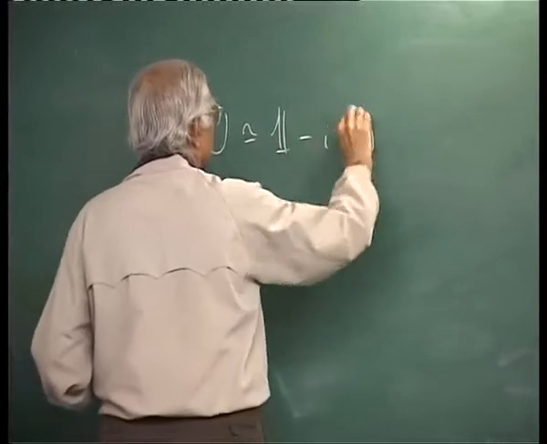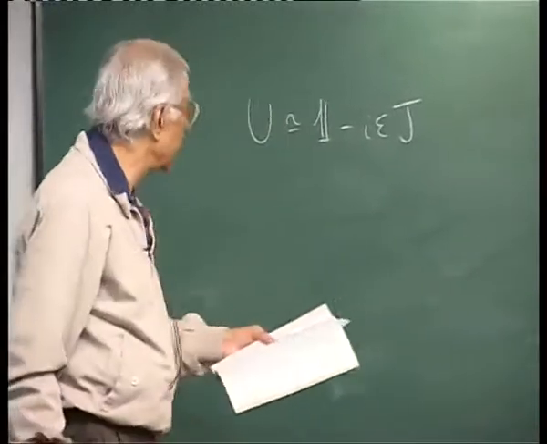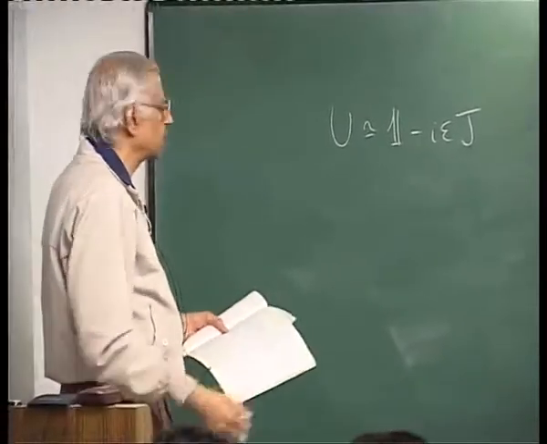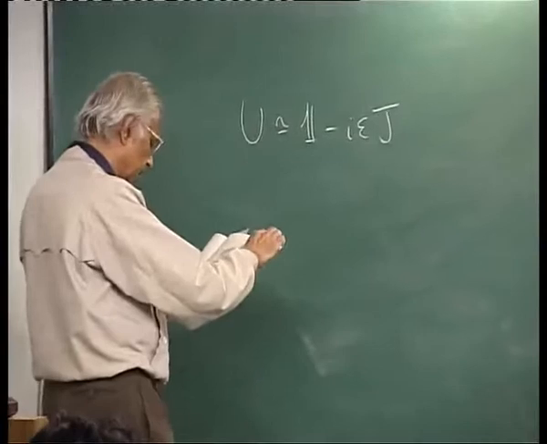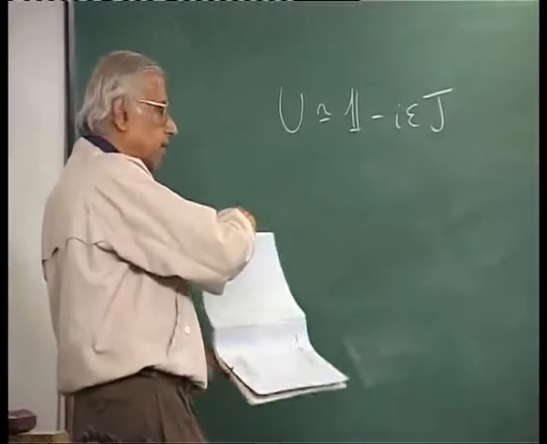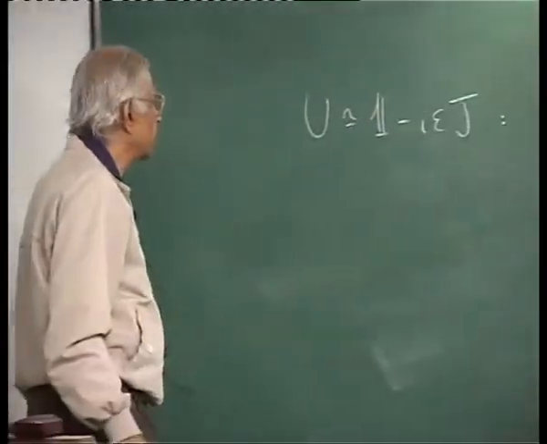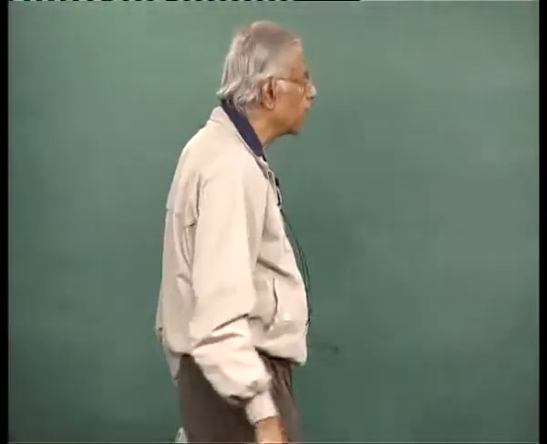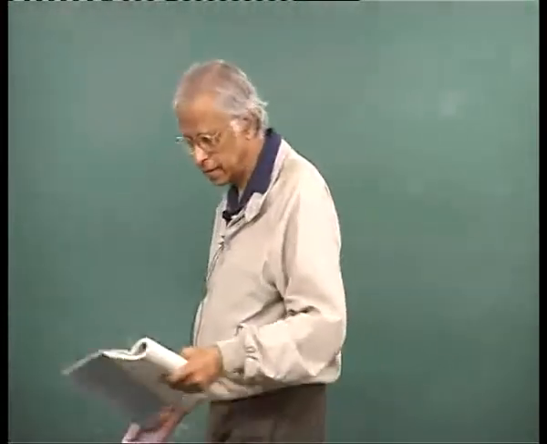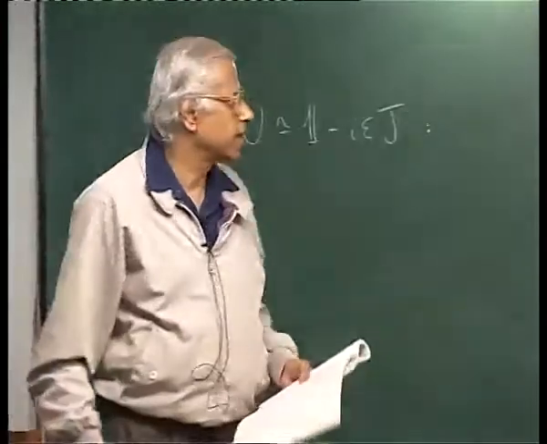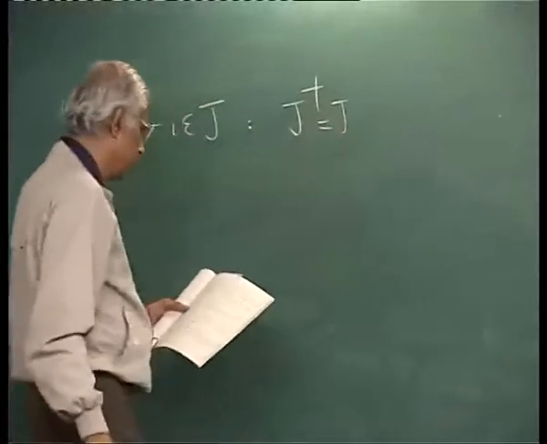It is familiar to us now. Write the 2L dimensional complex matrix as unity minus I small parameter times something. Find out what are all the conditions on the something. And of course you remember this I comes from our quantum mechanical convention. So tell me, what is the condition on J coming from unitarity? What is the condition on J? Hermitian. So one condition is J dagger must be equal to J.